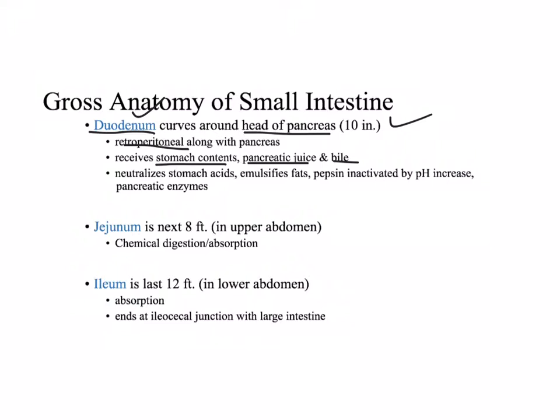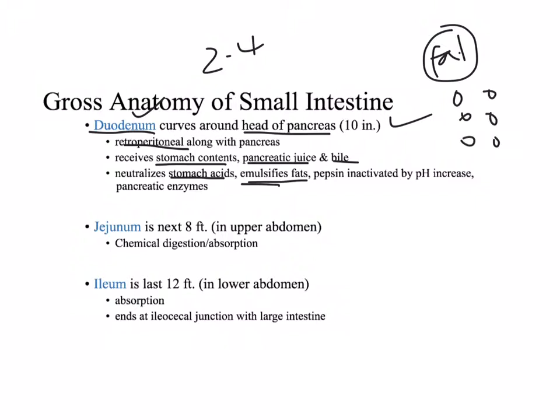Okay, now what's going to happen is it's going to neutralize the stomach acid. So we don't want the pH to be 2 to 4. We need it to be closer to 6 or 7. It's going to emulsify fat. Emulsify means we're going to take big globs of fat and break them down into smaller globs of fat so that they can be digested by enzymes. And then we're going to inactivate pepsin, so pepsin gets turned off. It's also going to receive the pancreatic enzymes. There's a bunch of enzymes that are released from the pancreas. Okay, so duodenum is important.